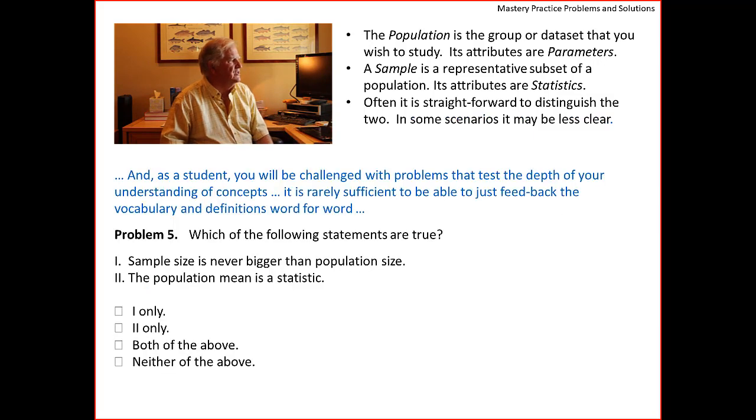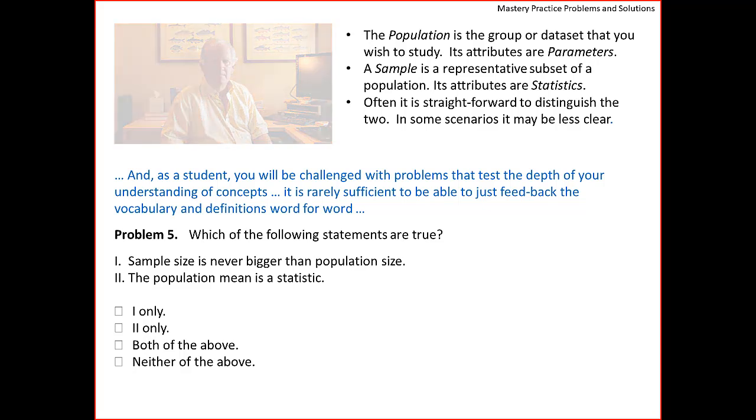And finally, here is problem 5. This problem is a little bit of a departure. I'm not asking you to identify a population or a sample or distinguish a population from a sample. I'm just asking some questions about populations and samples. Problem 5 says, which of the following statements are true? Statement 1 says, sample size is never bigger than population size. And 2, the population mean is a statistic.